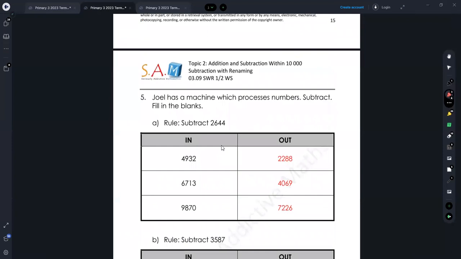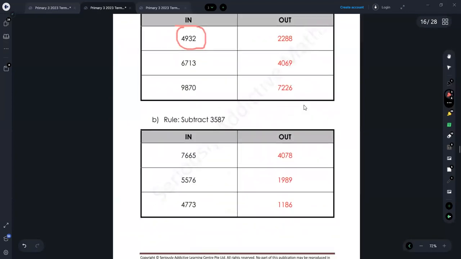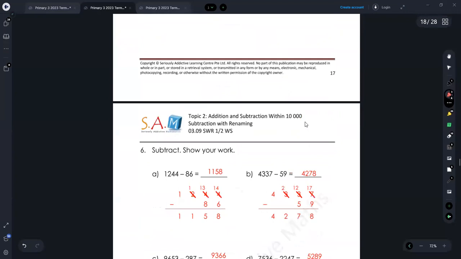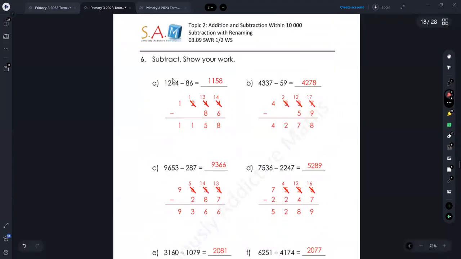So let's not do too much of this. This is in, out. Maybe just do one question, 5A. Just one set of questions, do one in, which is 4,932. After that, tell them that basically the machine here is just 5,932 minus 2,644. So they need to show the working somewhere. Either use a rough piece of paper, or if there's space, they can write it along the booklet. And the rest are repetitive. So do one question here.